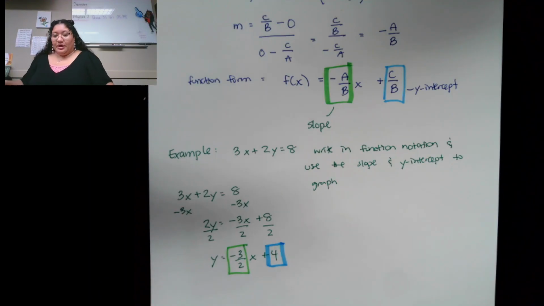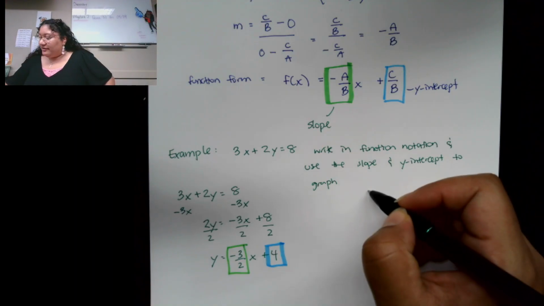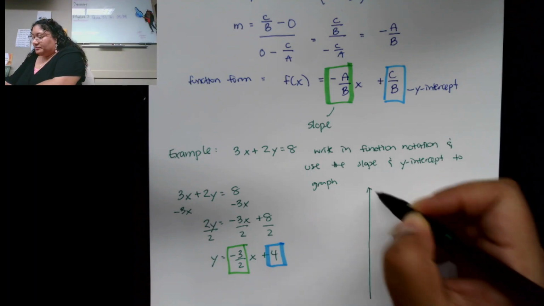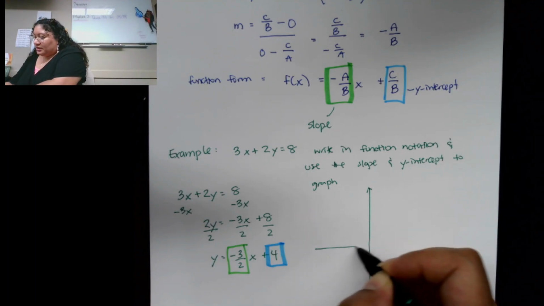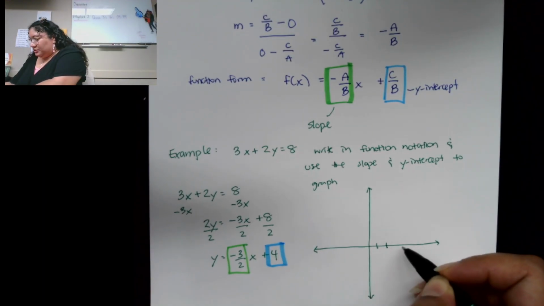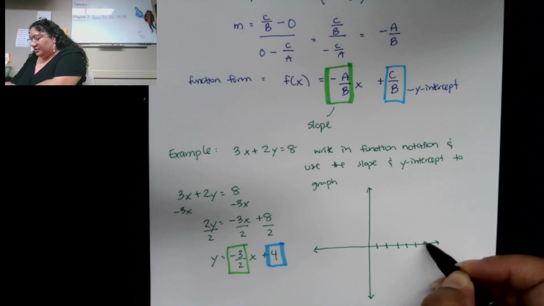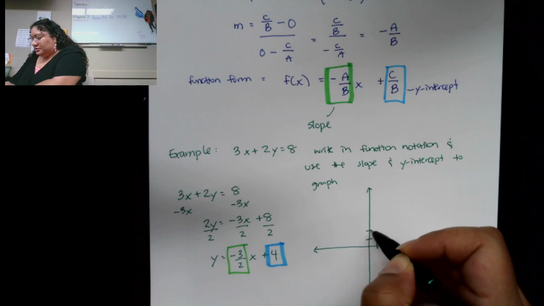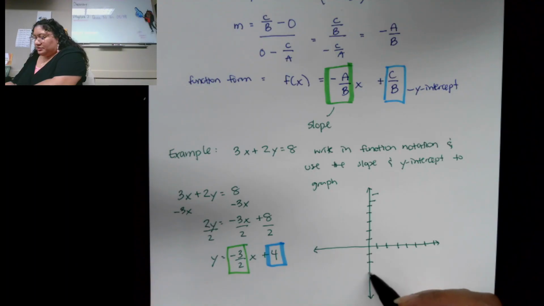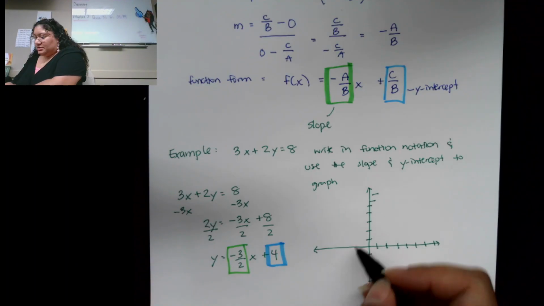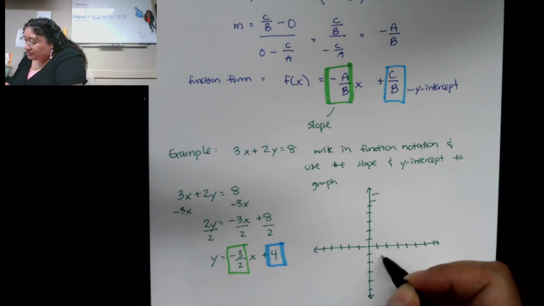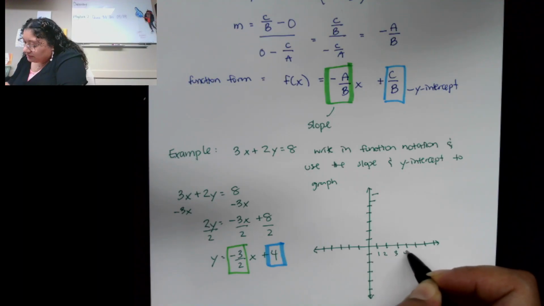Okay. Now, again, we're being asked to graph this. So, I'm going to make my Cartesian plane. 1, 2, 3, 4, 5, 6, 7. That's how much space I had.